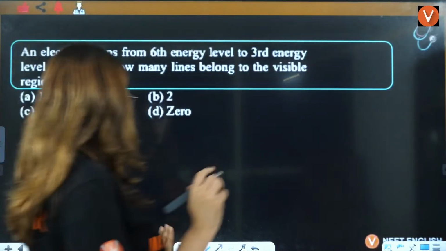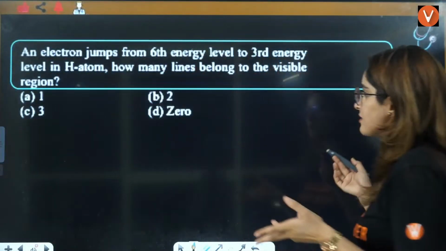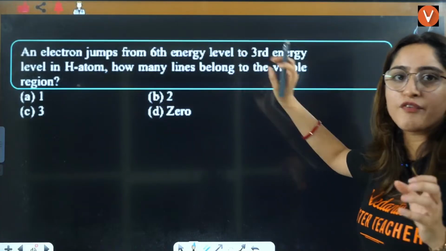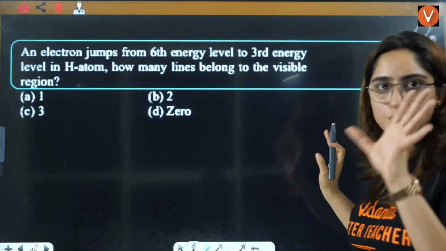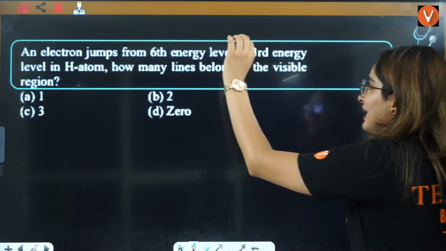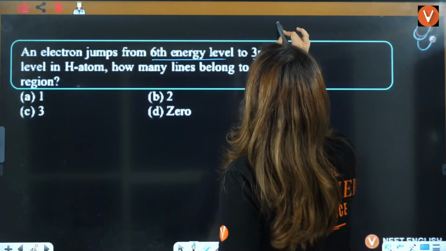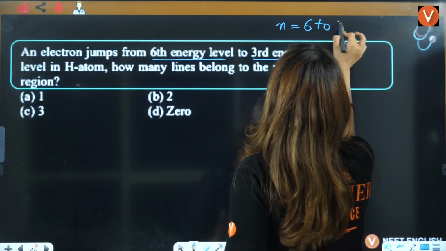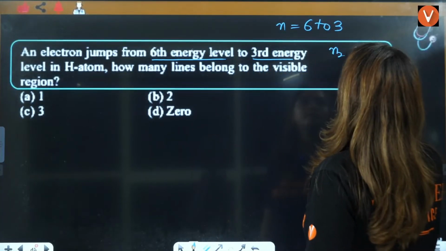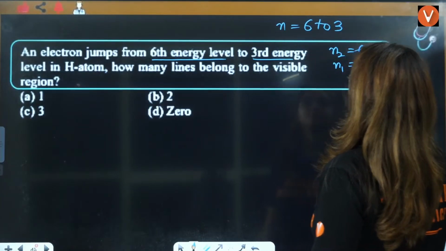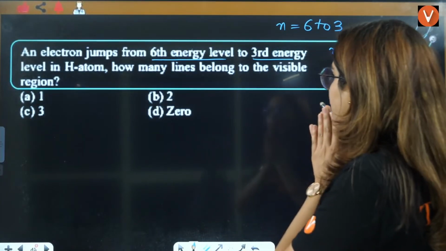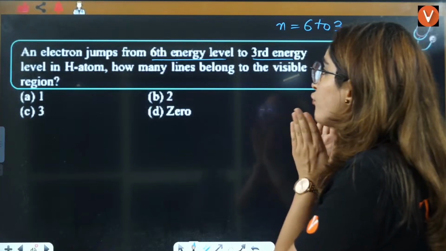An electron jumps from... you will tell me what they are asking you. Are they asking you specific or general spectral lines? An electron jumps from the 6th energy level to the 3rd. That means it is going from 6 to 3. N2 is 6, N1 is 3. In the hydrogen atom, how many lines belong to the visible region?